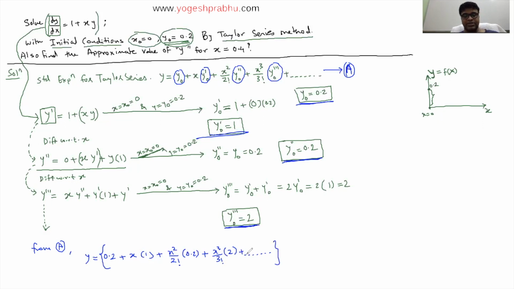And I hope you can understand, as you go further away from here, the terms get smaller and smaller. So we actually found the solution. Now this y here itself is the solution of the differential equation that is given to us over here. But then if you see the last line, we are supposed to also find the approximate value of y when x is equal to 0.4. So now from this, you have to find y when x is equal to 0.4.